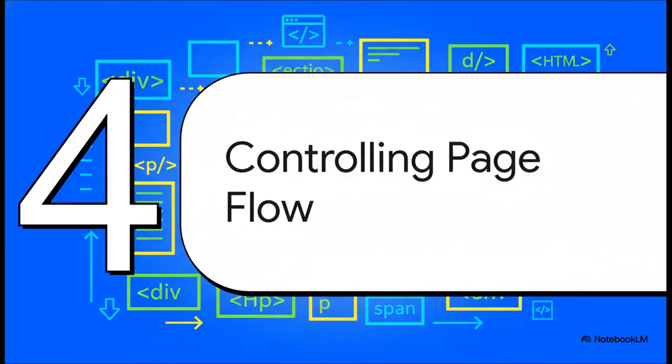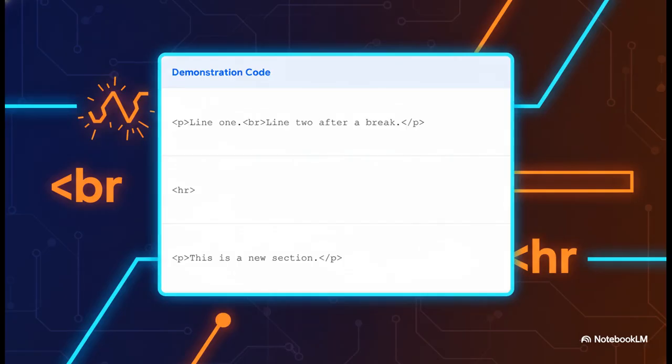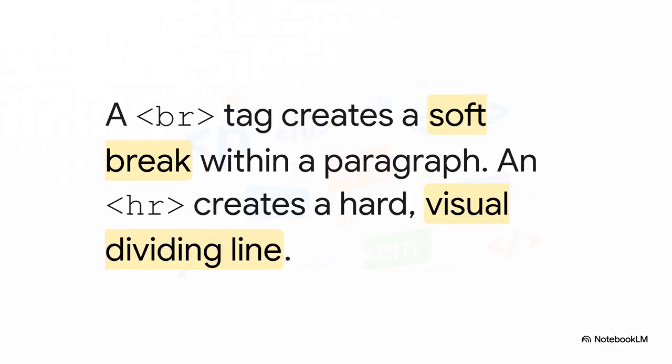Last but not least, let's look at 2 tags that give you some really precise control over the layout and flow of your text on the page. First up is the break tag. Think of it like hitting the Enter key once. It just forces a single line break. And second is the HR tag, which creates a horizontal rule. That's a visual line to divide up your content. And you can see the result right here. The break tag just creates a soft break inside a paragraph, while the HR creates a hard, visual dividing line between different sections. Pretty cool, huh?